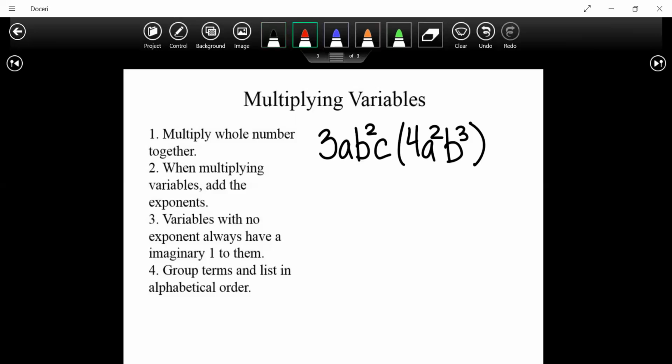Okay, looking at multiplying our variables, the first thing that we want to do here with expressions is multiply our whole numbers together. So I'm getting a 3 and a 4. So 3 and 4 is going to give me what? 12. Okay, 12 will be our first one.